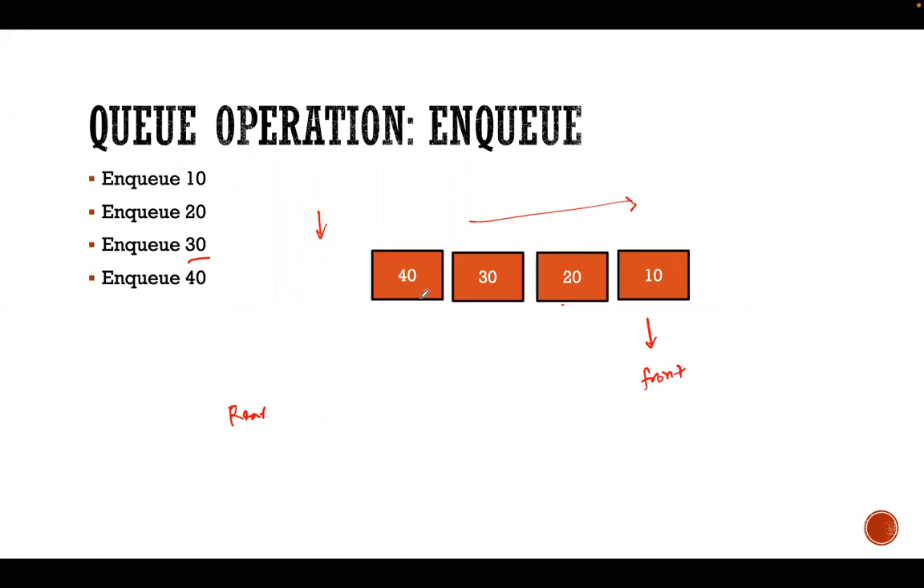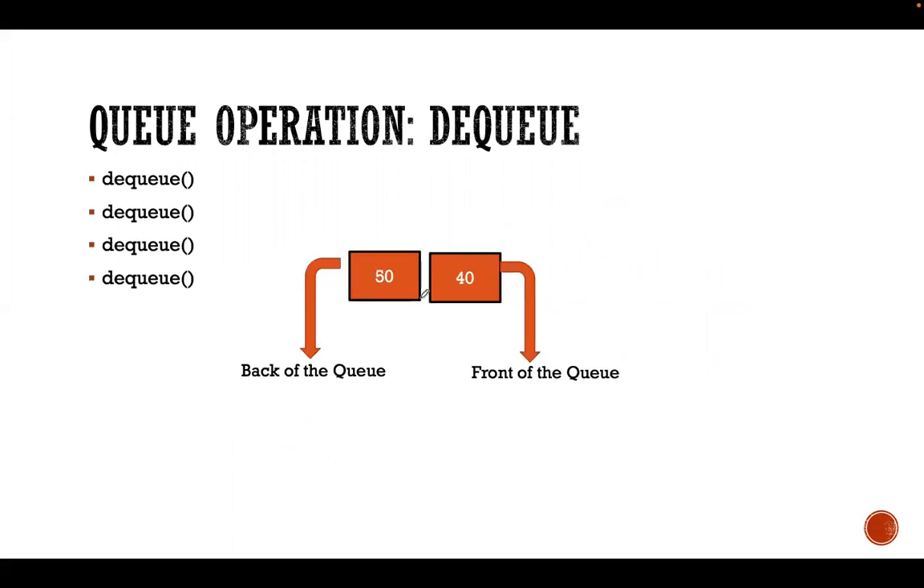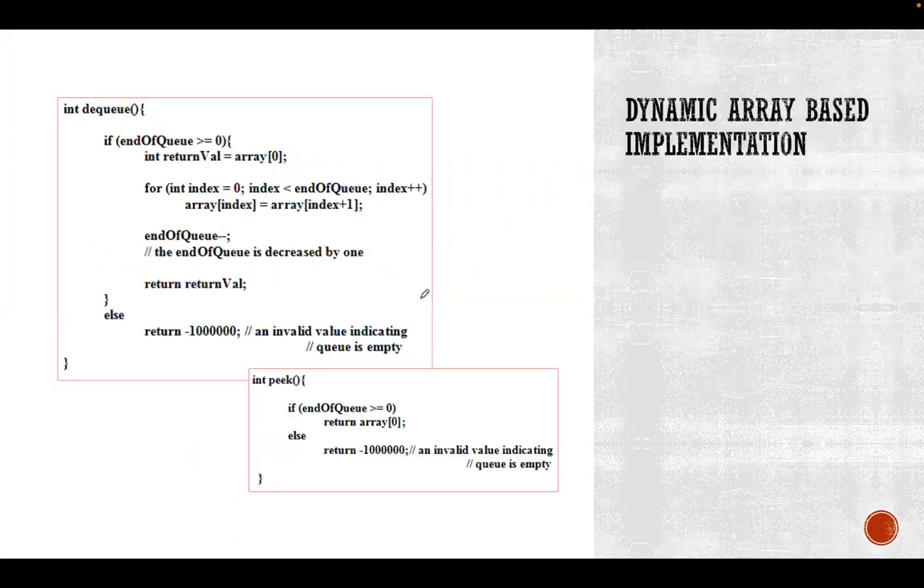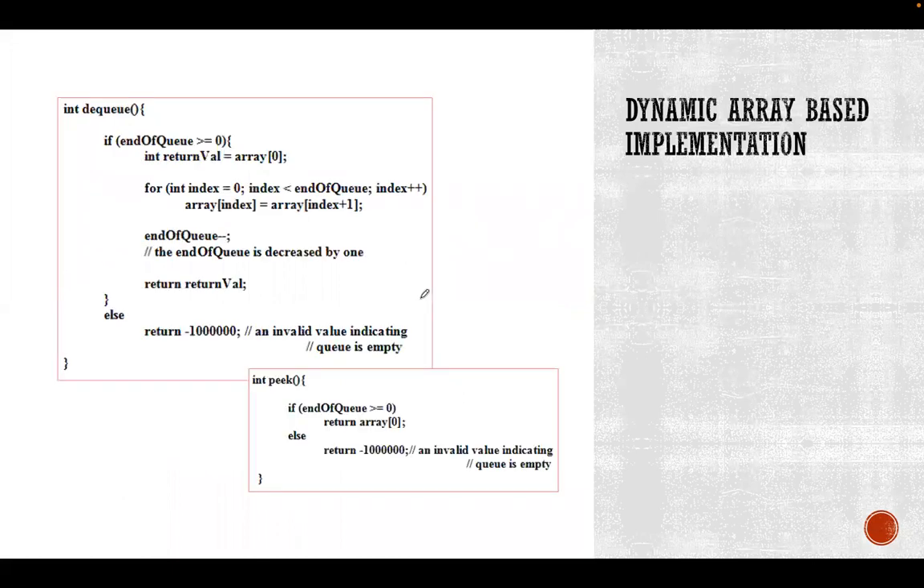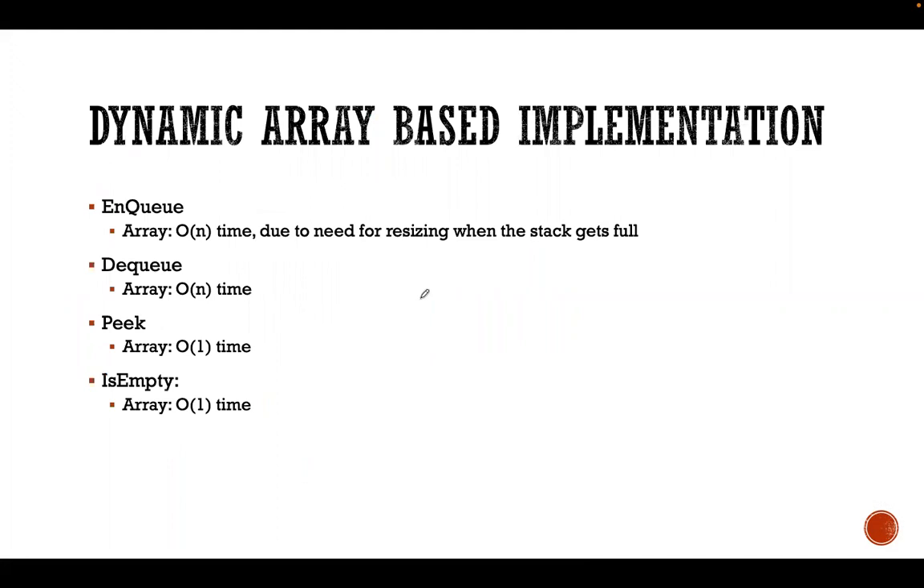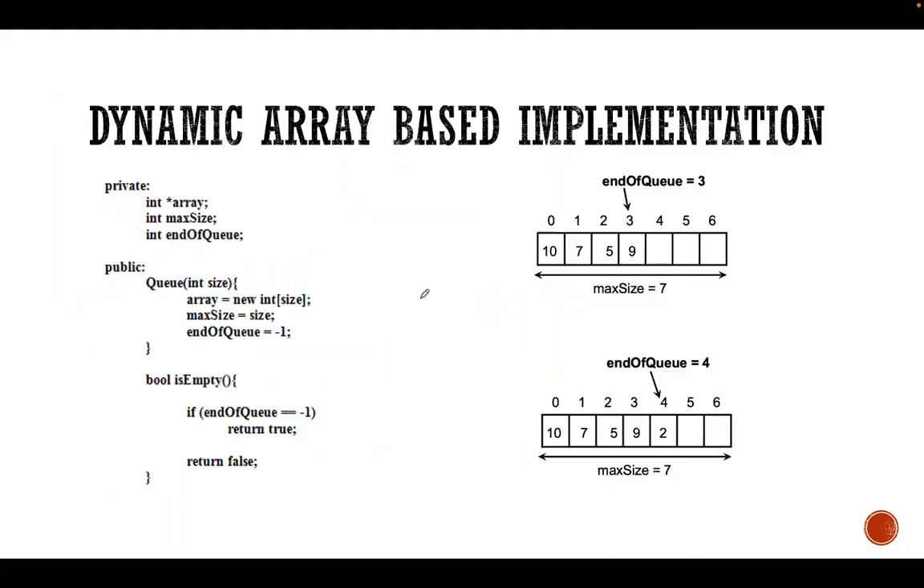All right. And for each of the operations, we are going to see what will be the runtime for each operation in each different implementation. So let's see how we can implement our queue data structure using array-based implementation.